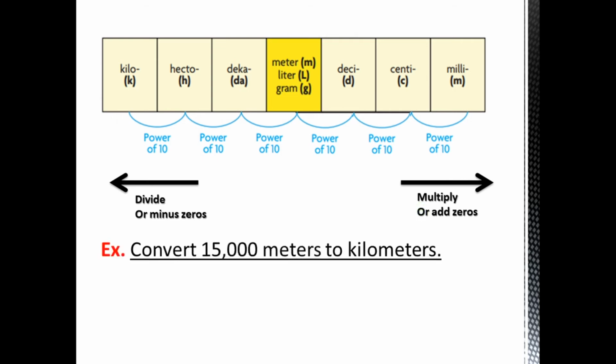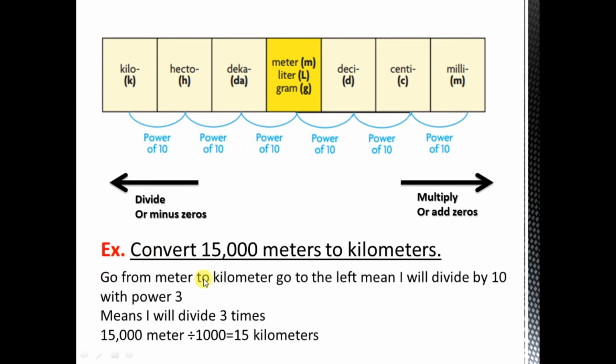So let's see an example. Convert 15,000 meters to kilometers. In this case, we will move from meter to kilometer. This means I will go to the left, from the small unit to a big unit. I will divide, and I will divide by how many tens? This is 1, 2, 3. This means 10 with the power 3. And what is 10 with the power 3? This means 1000. I will divide by 1000.